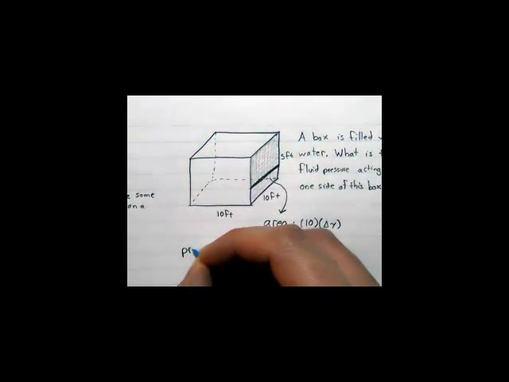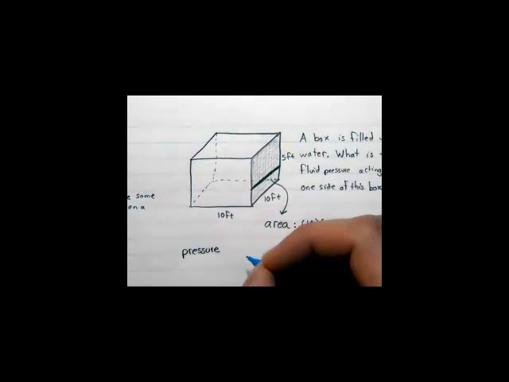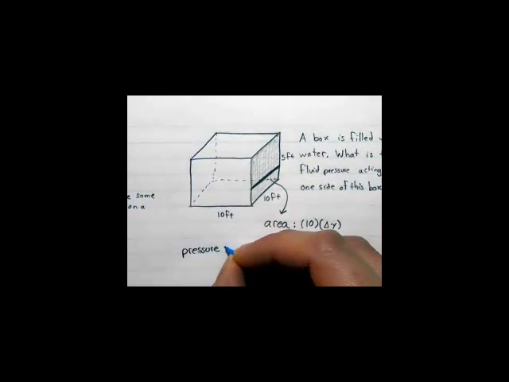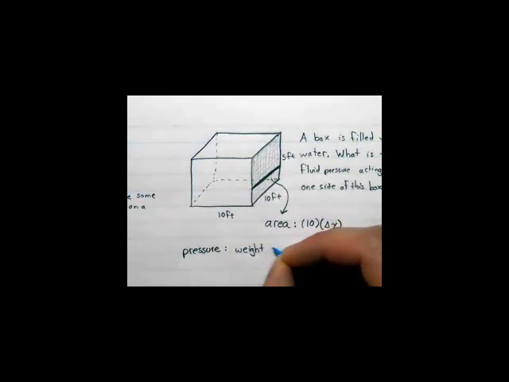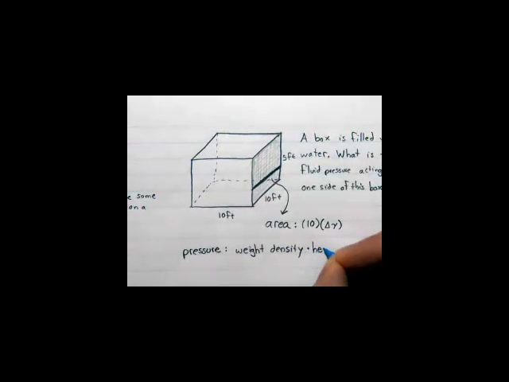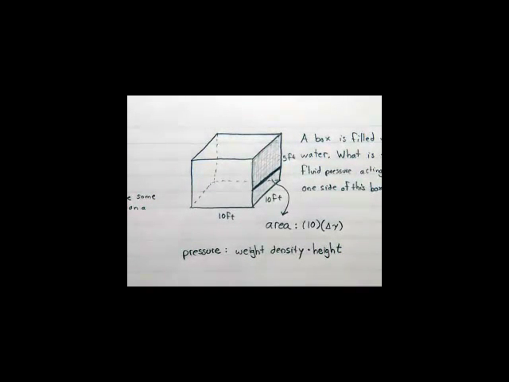It's a matter of what the pressure is, because we need to do pressure times area. So pressure is defined as weight density times the height. In the last problem we just called it density, but it's the same thing. So what is the weight density, or just density, of water? What was that number we used in the last problem?